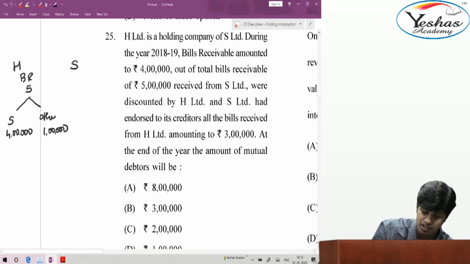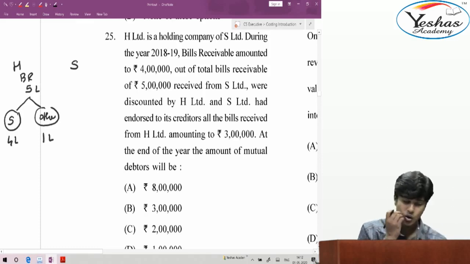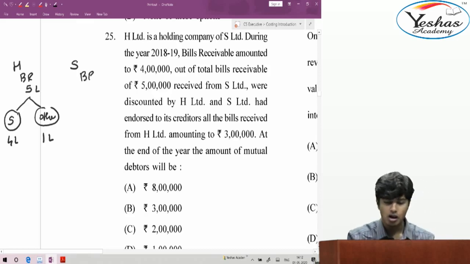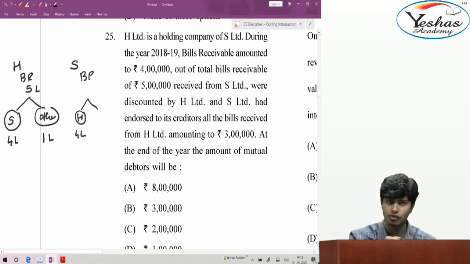I will write 5 lakh here. Yes, 4 lakh, others 1 lakh. So S Limited has bills payable. How much does it have? I don't know how much about others, but from H it has 4 lakh. Done. Let's continue. We wrote the entire data.